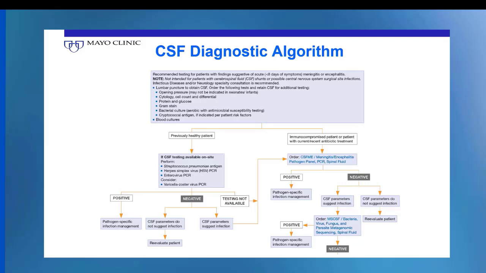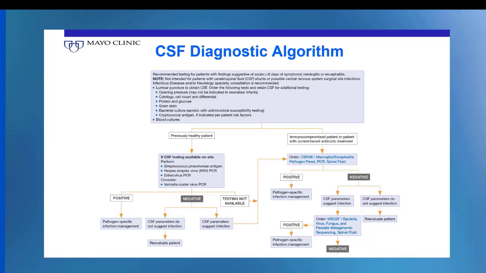We do have the meningitis encephalitis panel from BioFire encompassed in this algorithm, but also PCRs for herpes simplex virus, enterovirus, and varicella virus, as well as a pneumococcal antigen. And those standalone tests are actually preferred over the meningitis encephalitis panel in previously healthy patients. In those on prior antibiotics or immunocompromised, we would recommend the meningitis encephalitis panel from BioFire, or if you don't get an answer, the standalone diagnostics.